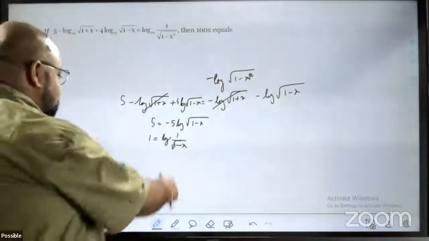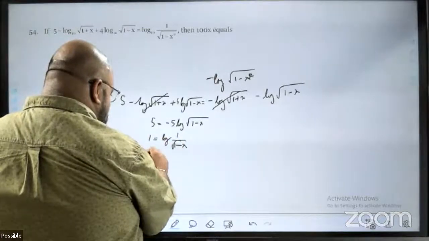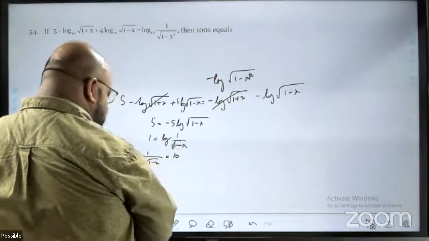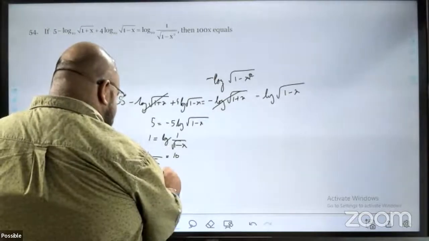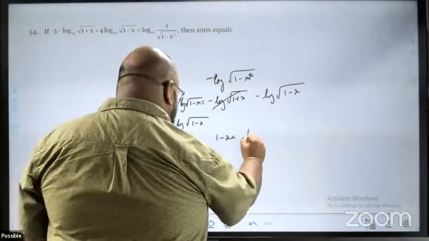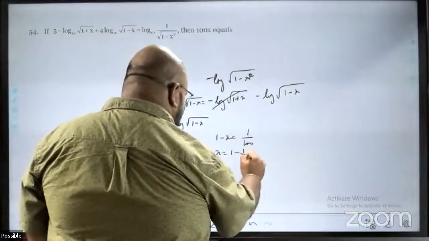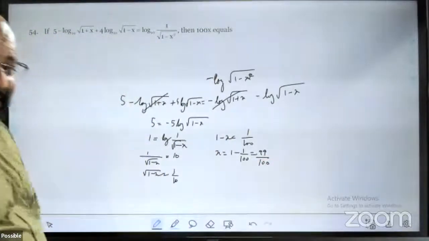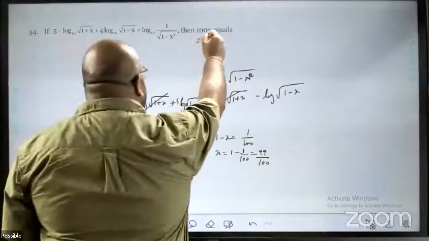So this then becomes 10, right? Because log of 10 will be 1, so 1 upon root 1 minus x is equal to 10, which means root of 1 minus x is equal to 1 by 10. I square both sides. 1 minus x is equal to 1 upon 100, which means x will be 1 minus 1 upon 100, which is 99 upon 100. Thankfully, I think I have the answer, and therefore 100x will be 100 into 99 upon 100, which will give me the value as 99.